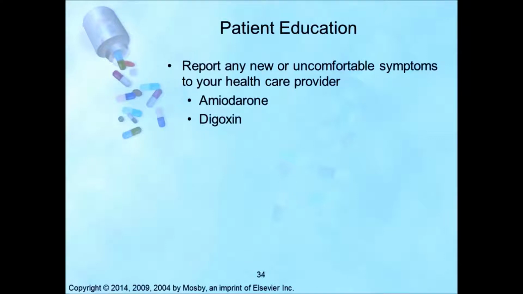For patient education, the patient should wear a medical alert bracelet and carry a medical identification card specifying that they're taking the antiarrhythmic drug. They should report any new or uncomfortable symptoms to their healthcare provider. For amiodarone, they need to be aware that photosensitivity and skin discoloration occur in about 10% of the patients taking amiodarone, and you should advise the patients to use sunscreen and protective clothing.